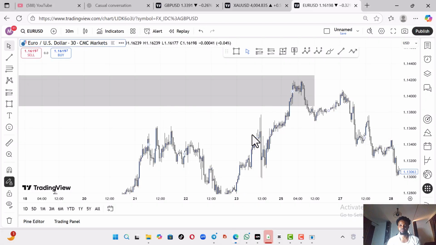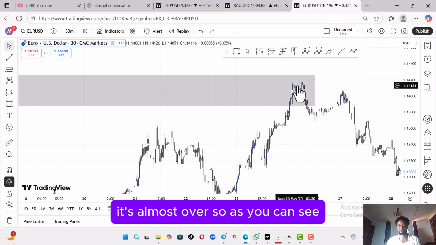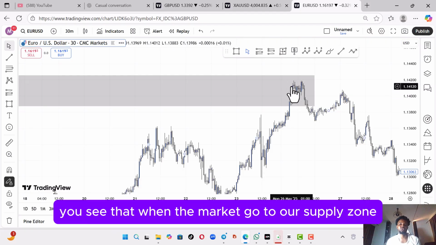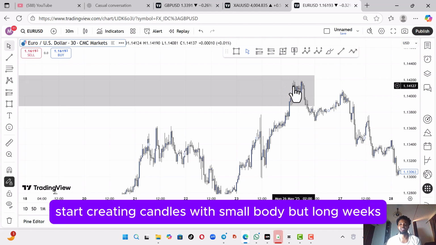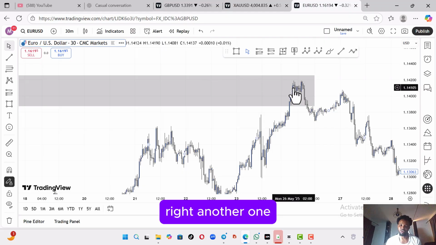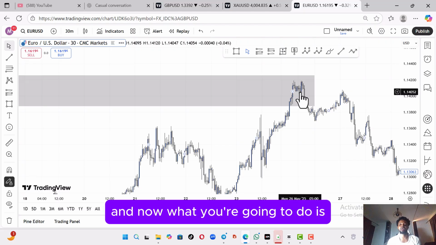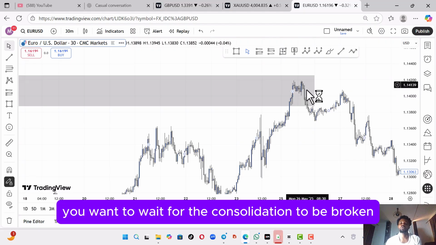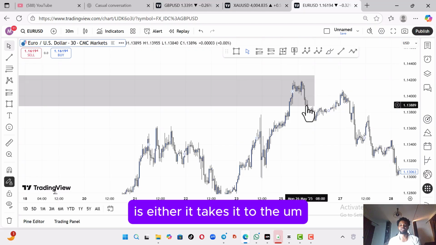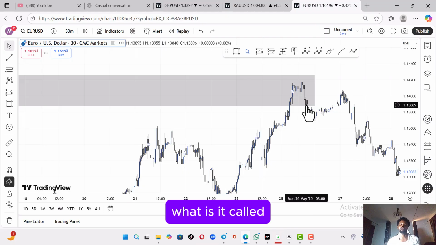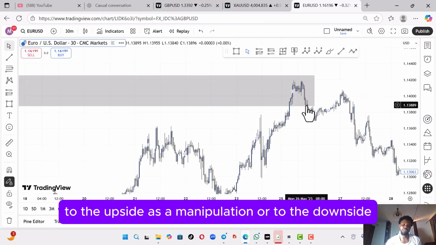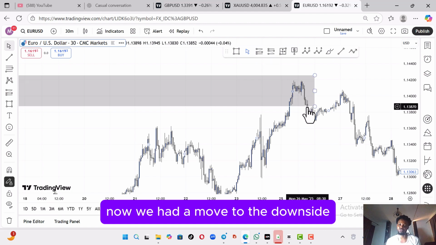As you can see, okay, my battery is low, it's almost over. So as you can see, when the market got to our supply zone, it started creating candles with small bodies but long wicks, right? Another one, the market is just consolidating around that zone. And now what you are going to do is wait for the consolidation to be broken. It either takes it to the upside as a manipulation or to the downside. Now we had a move to the downside.